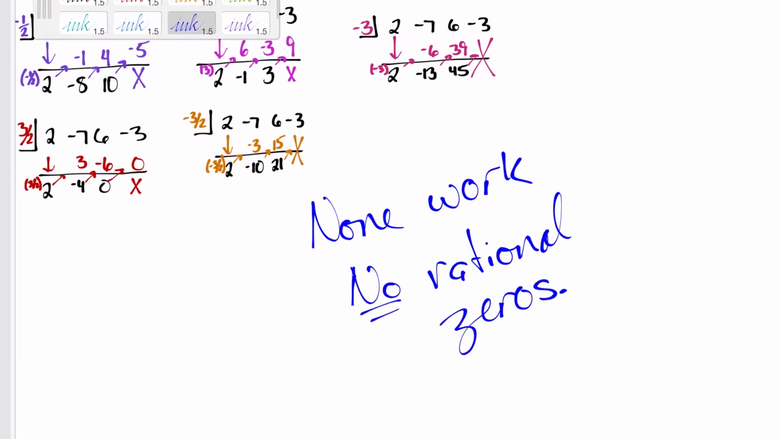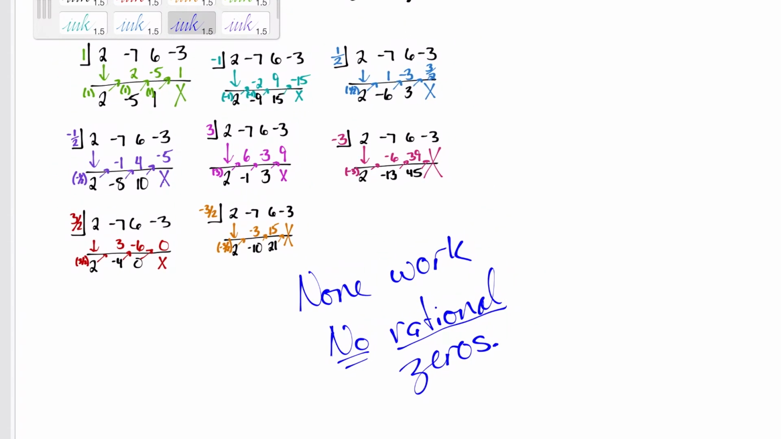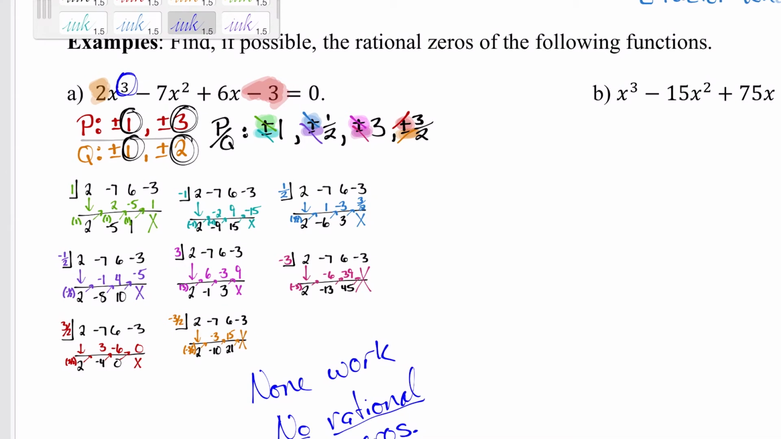So that doesn't mean that there aren't any zeros at all. It just means that they're not rational. They could be irrational, so they have a square root that sticks around, or it could mean that they're imaginary numbers. So again, it doesn't mean that it doesn't have any. There's still supposed to be 3 roots or 3 solutions, and just none of them are rational.